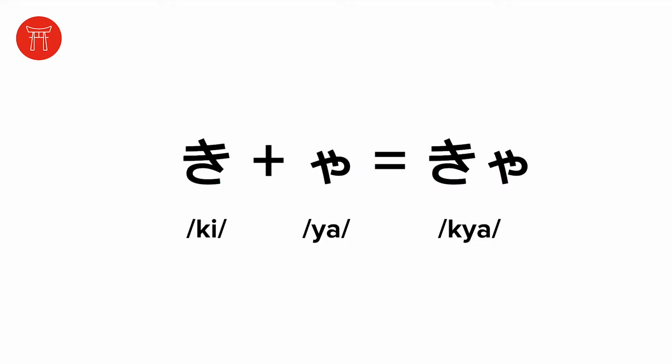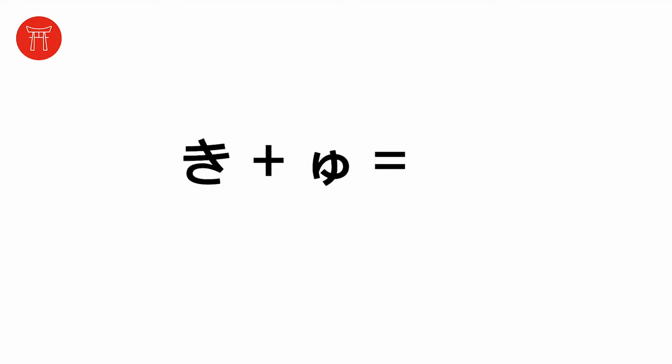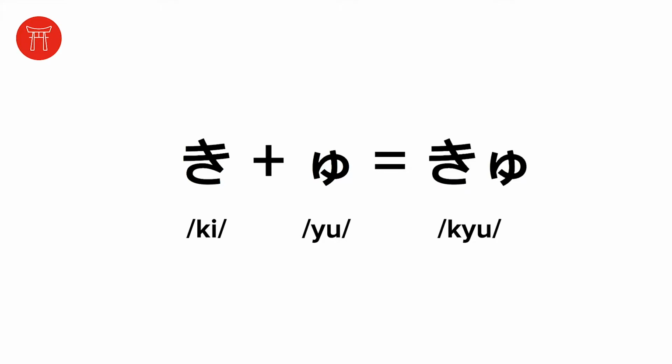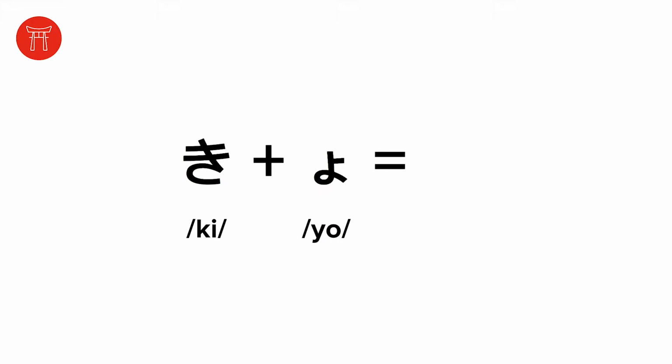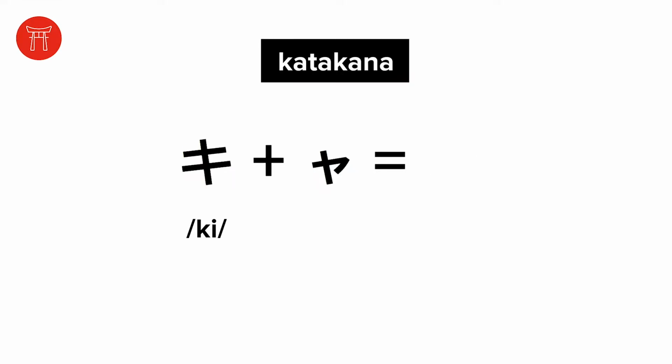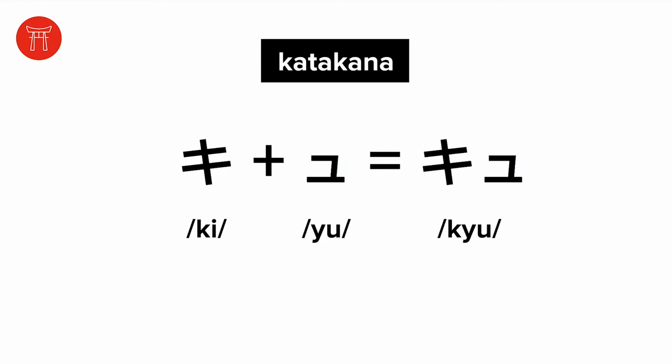Now let's try to transcribe kyu and kyo, both of which use the same base kana, ki. When we add the small yu, we have kyu. And when we add the small yo, we have, that's right, kyo. The same rules apply to katakana. We start with ki and add a small ya. Now we have kya, as well as kyu and kyo.